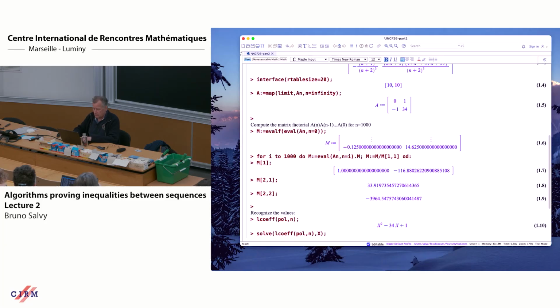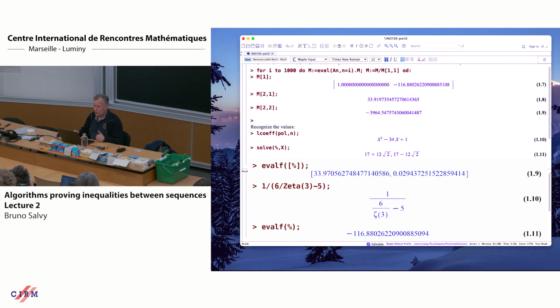And you can look at its roots. It's a polynomial of degree 2, so you know how to solve it, right? And one of them is this 33.9, and that's basically what we had here. So that's the column. Now for the rows, what is this minus 116 something? I guess you haven't recognized it unless you know it in advance. It's just 1 over 6 over zeta of 3 minus 5, where zeta is Riemann's zeta function. Let's check it. Oh yes, it matches very well.